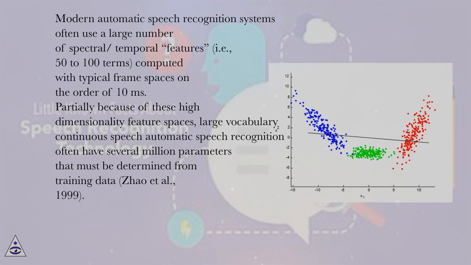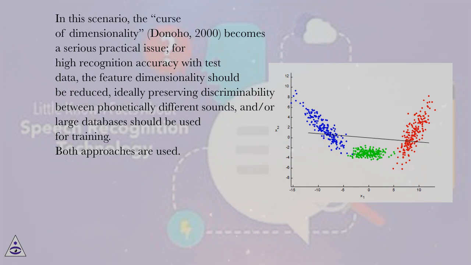Background. Modern automatic speech recognition systems often use a large number of spectral/temporal features, i.e., 50 to 100 terms, computed with typical frame spaces on the order of 10 ms, partially because of these high dimensionality feature spaces. Large vocabulary continuous speech automatic speech recognition often has several million parameters that must be determined from training data (Zhao et al., 1999). In this scenario, the curse of dimensionality (Donahoe, 2000) becomes a serious practical issue.